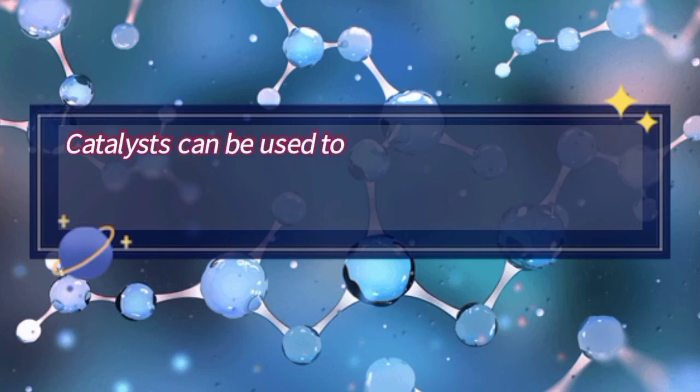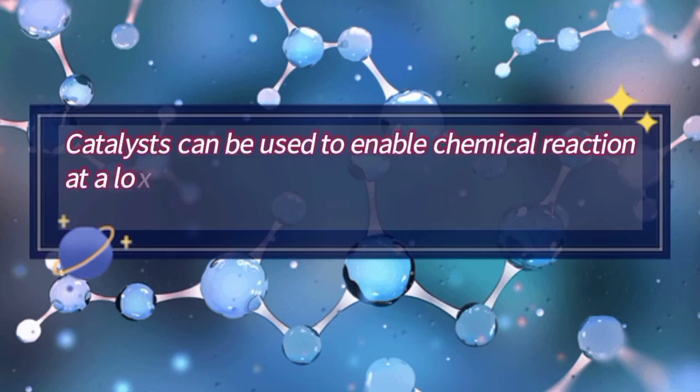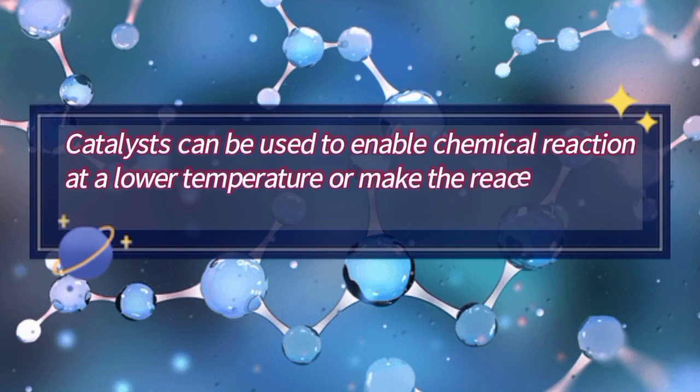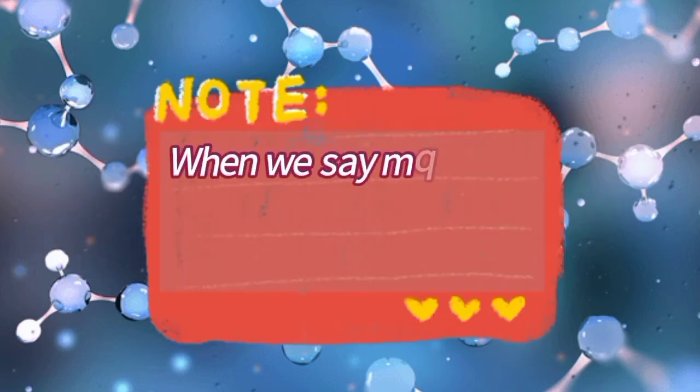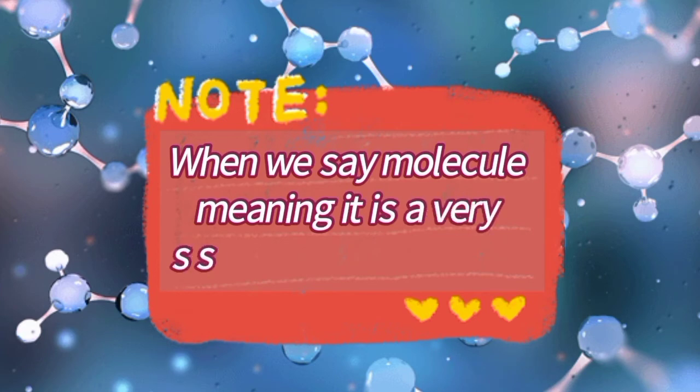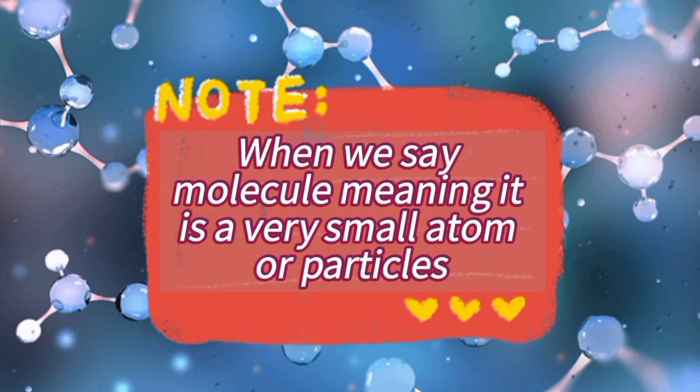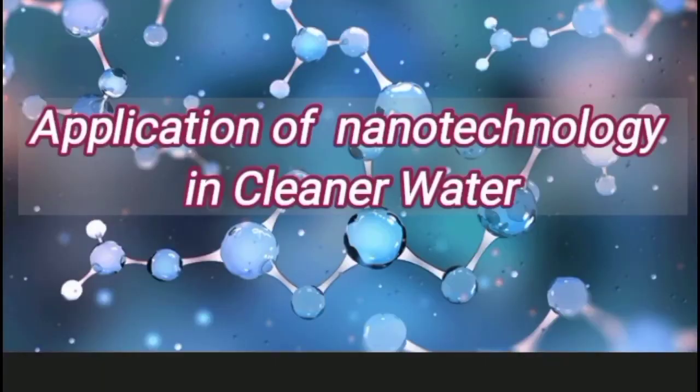Now, catalysts can be used to enable chemical reaction at a lower temperature or make the reaction more effective. So basically, yung ating catalyst ay may kakayahan na mag-produce ng ibang uri ng molecule sa isa pang uri. Take note, kapag sinabi nating molecule, ibig sabihin maliliit na atom or ng particles. As what I have said earlier, yung ating nanotechnology ay nakakatulong para mabawasan yung nililikhang harmful gases ng ating mga sasakyan.